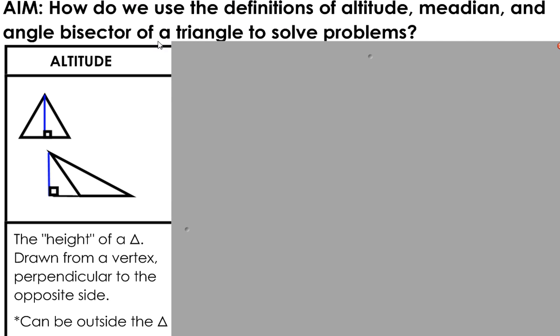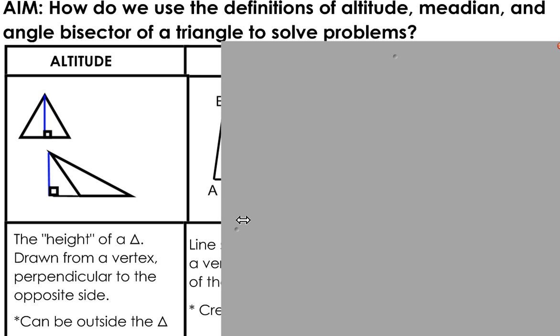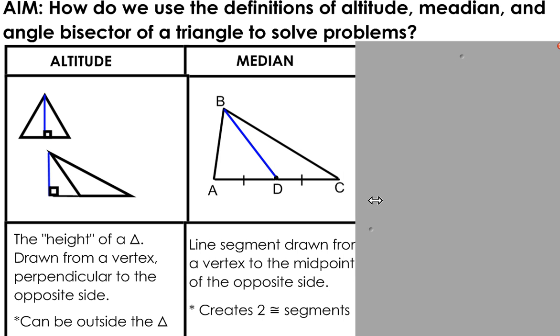Now, what about a median? Okay, so a median, let's take this down in our notes. A median is a line segment drawn from a vertex, in this case vertex B, to the midpoint of the opposite side. D is the midpoint of side AC. How do I know that D is the midpoint? Well, these hash marks tell you that D is the midpoint. D basically breaks up AC into two equal pieces, AD and CD.